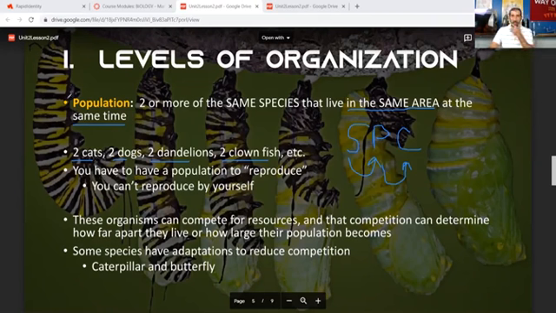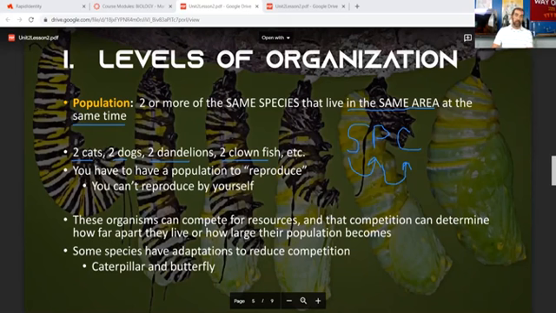Now, I do want you to notice this picture in the background is a caterpillar, and it actually goes into a cocoon and will come out as a monarch butterfly. That's what this next bullet is related to. Sometimes organisms can compete for resources if they're the same species. Like deer, I guess, compete for grasses and berries in the woods. They're all foragers. They all look for things like that. And that competition can determine how far apart they live or how large their population becomes.